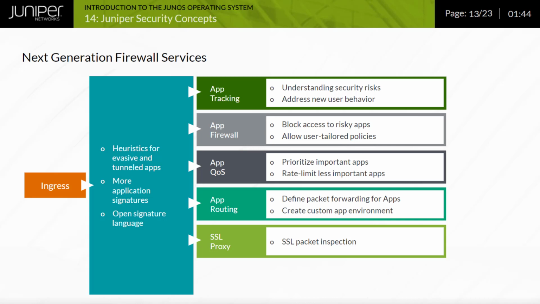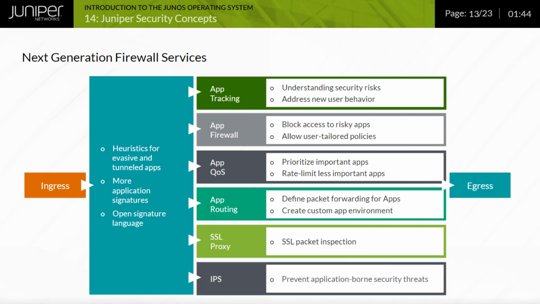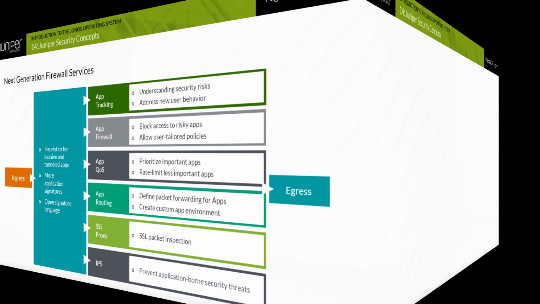IPS tightly integrates Juniper's application security features with the network infrastructure to provide threat mitigation and protection from a wide range of attacks and vulnerabilities.